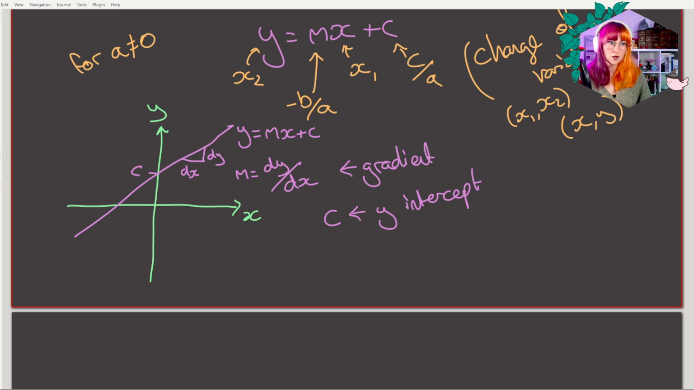Well, remember what I said about equations being rules. What this equation is saying is that for every value of x, if I multiply it by m and add c, I get a value of y. And we can have a long conversation about domains and ranges and codomains and all that jazz, but for now, let's just keep it abstract.